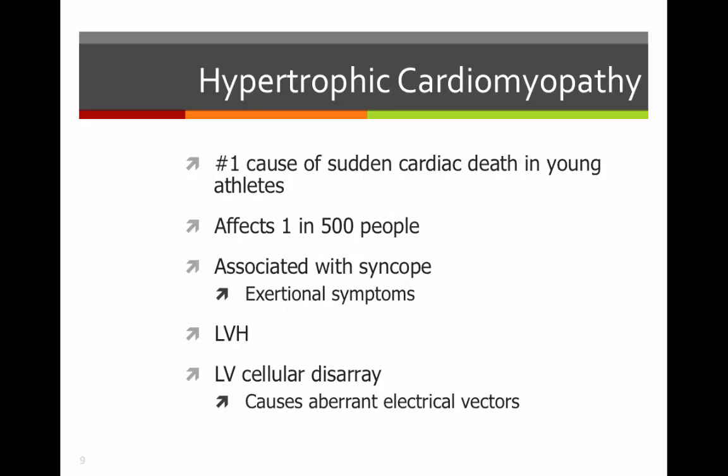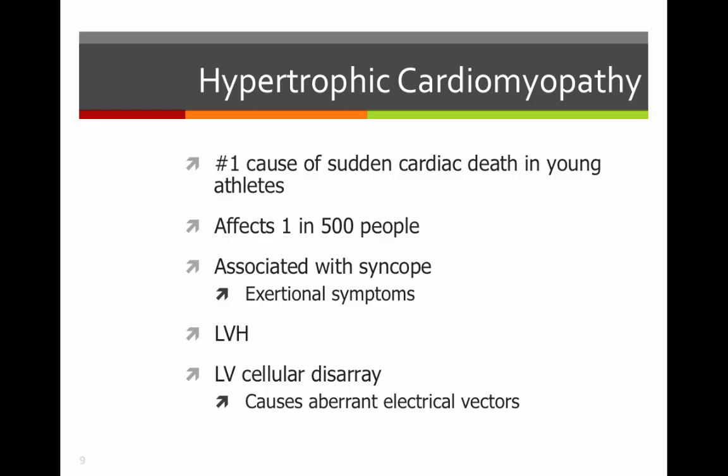Now let's get into our cardiomyopathies. The first one we're going to talk about is hypertrophic cardiomyopathy, and this is the number one cause of sudden cardiac death in young athletes. This is not to be confused with commotio cordis, which is when an athlete, or anyone really, gets hit in the chest and develops an R-on-T complex that throws them into VTAC or VFib. Hypertrophic cardiomyopathy affects about 1 in 500 people, so it's pretty common relative to other syndromes. This is associated with syncope, and you will have patients with exertional symptoms.